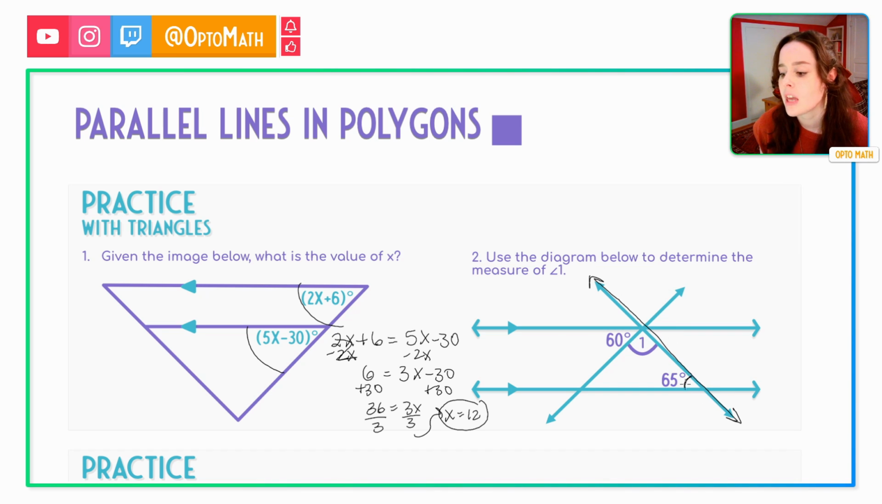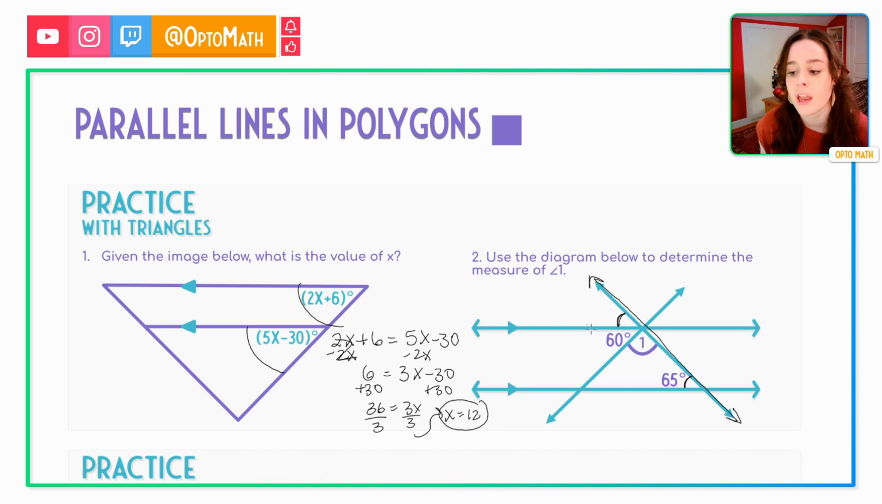So if we look at this angle, we're either going to be looking for a congruent angle or a supplementary angle. So let's look for the congruent angle to this, or one of the congruent angles. Well, it could be this angle.